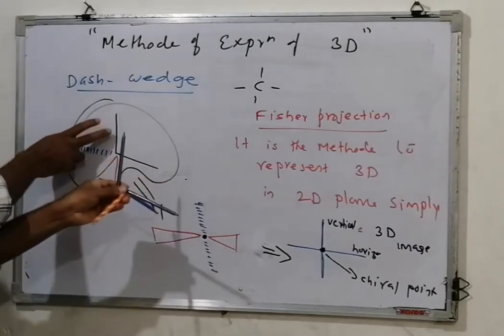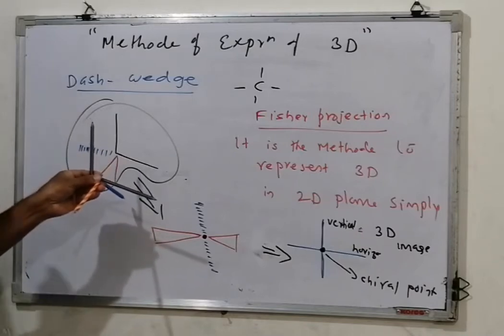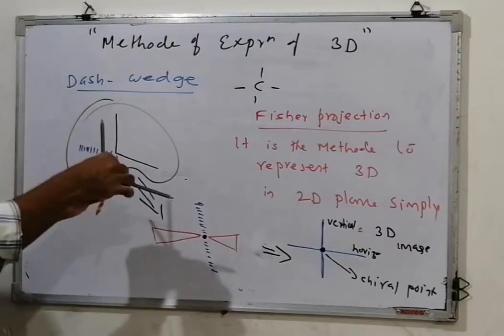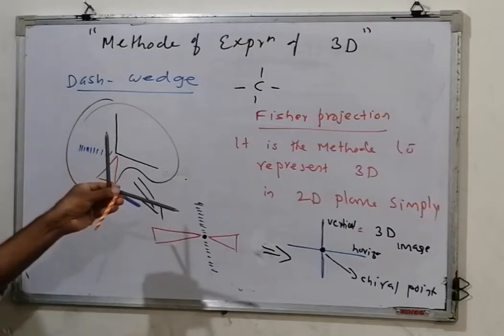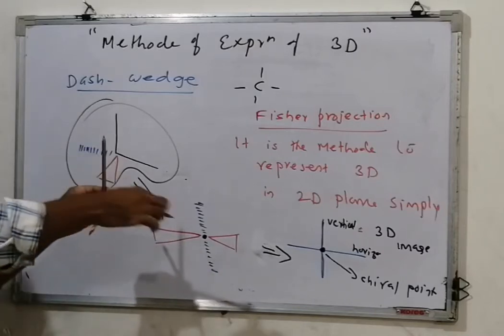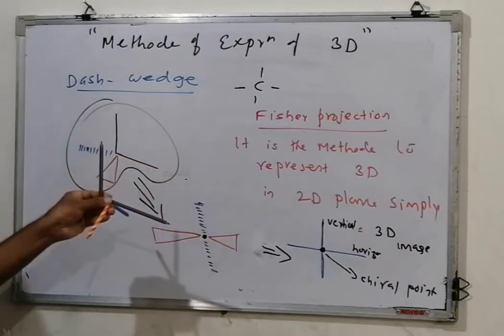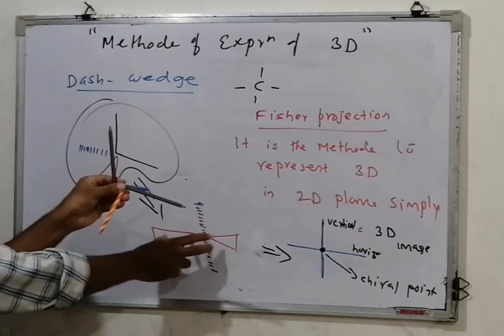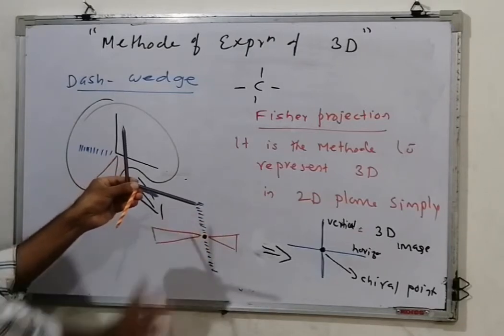This is our structure. Am I correct? Yes. Here only this one is towards you. This is not towards you. This is on the plane of the paper. This is away from you. This is only towards you. But in Fischer, two are towards you and two are away from you.